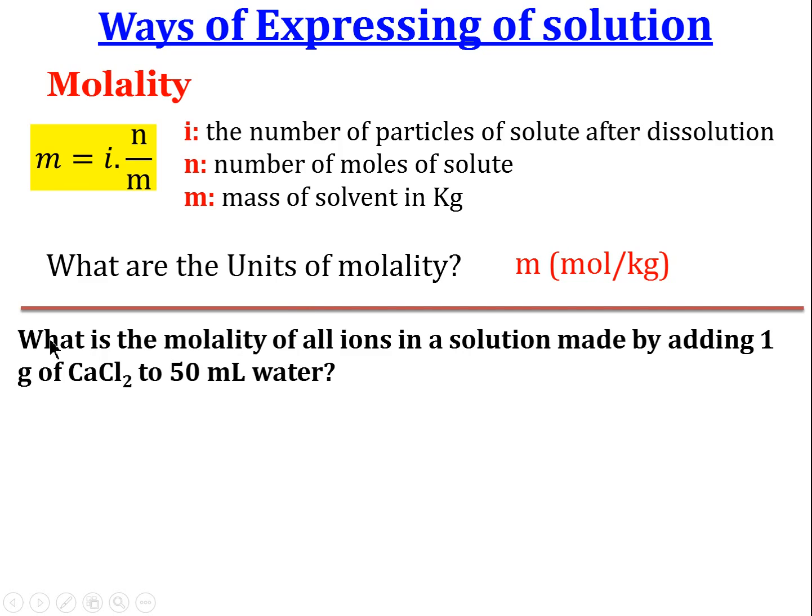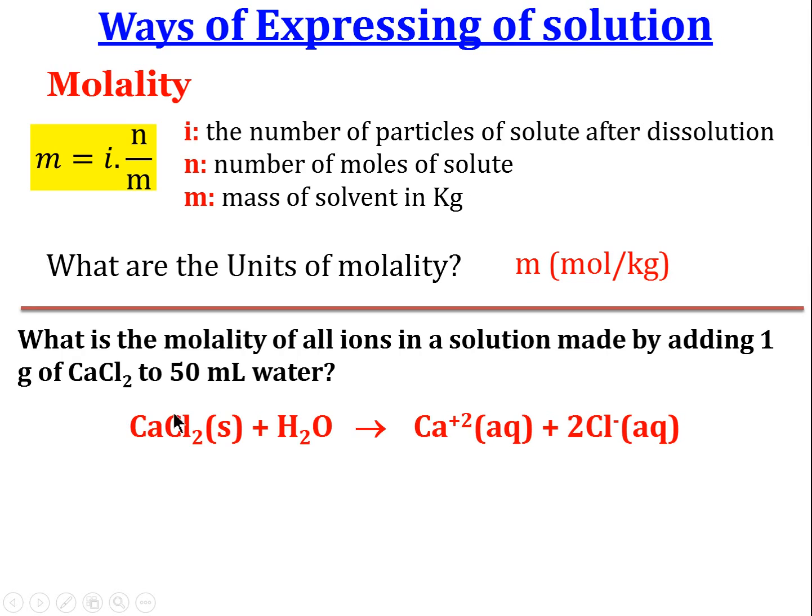An application: what is the molality of all ions in a solution made by addition of 1 gram of CaCl2 to 50 ml water? First of all, CaCl2 dissolves in water according to a complete reaction to give Ca2+ and 2Cl-. So the dissolution of CaCl2 gives in total 3 particles, 1 Ca2+ and 2 Cl-, so i equals 3 in this case.